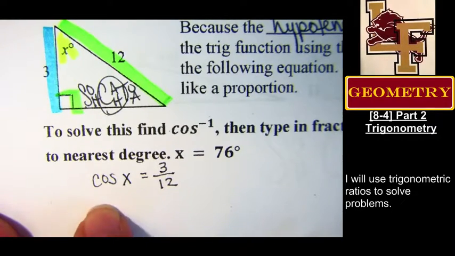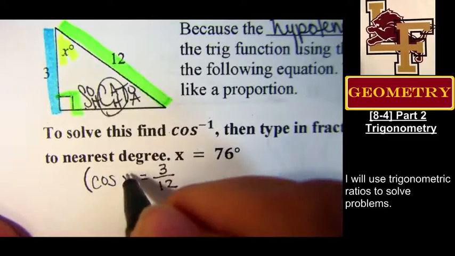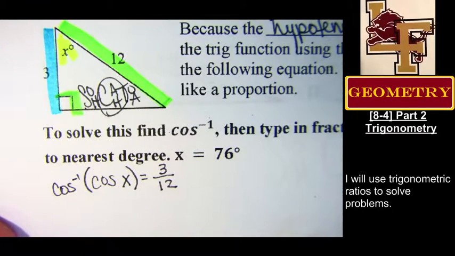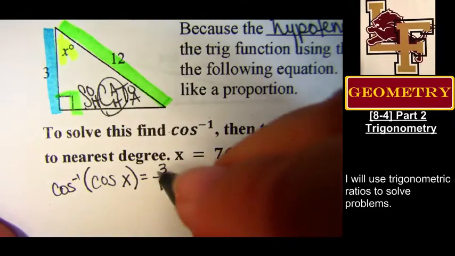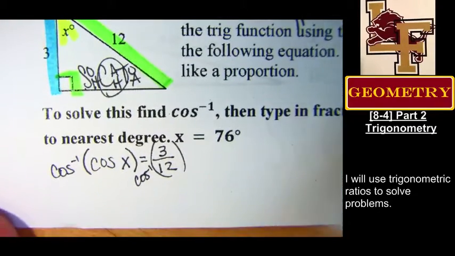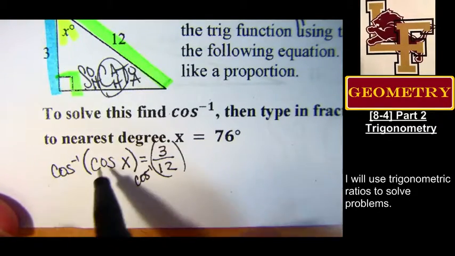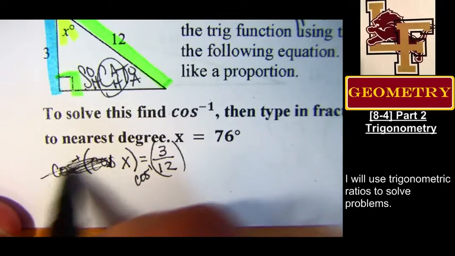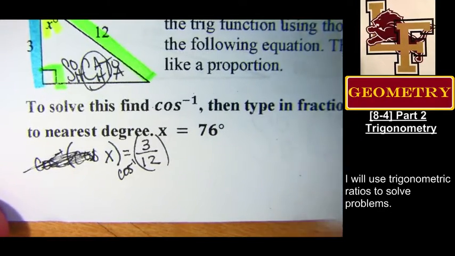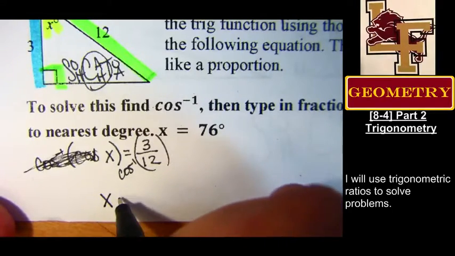The opposite of a supervillain is a superhero. Cosine inverse. What I do to one side, I have to do to the other, so I'm going to have to do cosine inverse on the other side. Now this cosine inverse and this cosine are going to cancel each other out. It's like the superhero and the supervillain get into a big fist fight, and they undo each other. Okay? And that leaves the x all by itself.